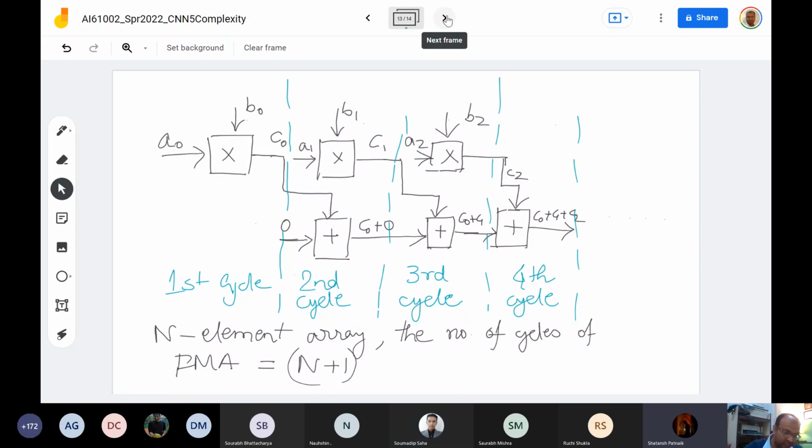Okay. So now, in case of a convolution, you have this one kind of an operation.